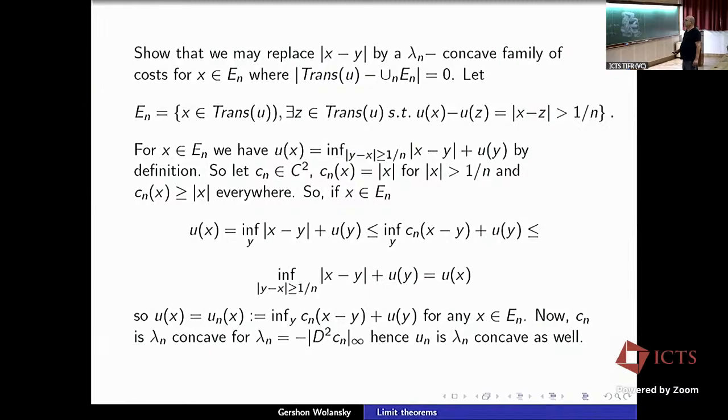So now C_n is lambda convex. It's also lambda concave if you take lambda_n to be the supremum of the second derivative of C_n, because we can take this function, subtract from it this square function with this coefficient and get something concave. So u_n are also lambda concave because they are infimum of lambda concave functions, and the infimum of lambda concave functions is lambda concave.